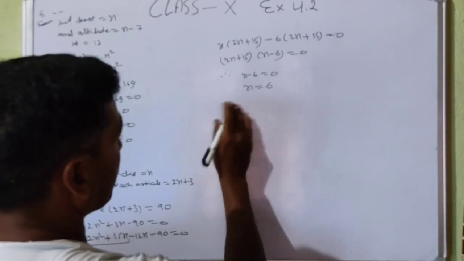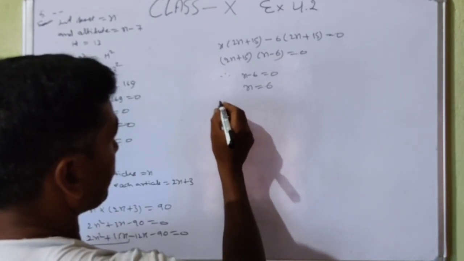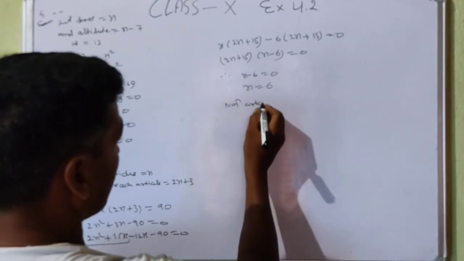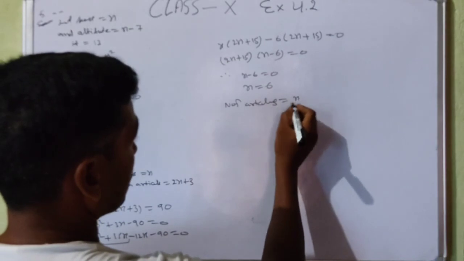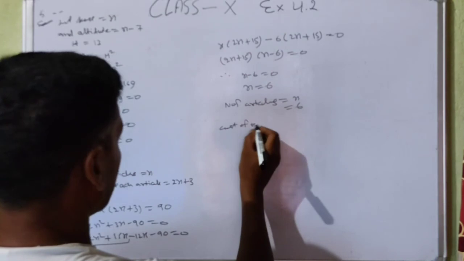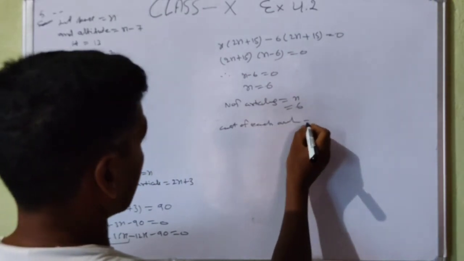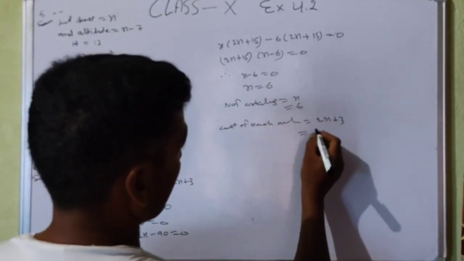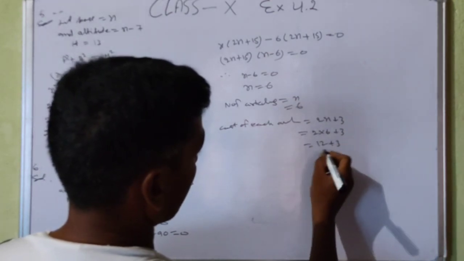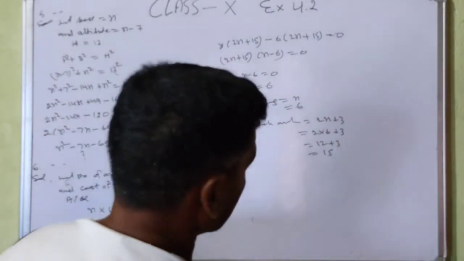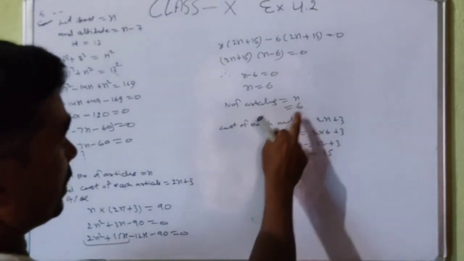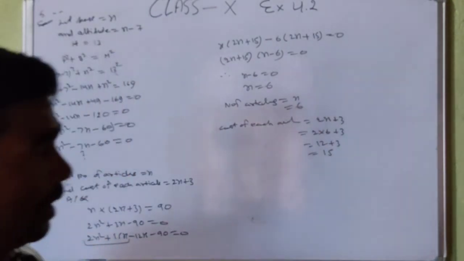So the number of articles is equal to x, which is 6, and the cost of each article is equal to 2x plus 3, then 2 into 6 plus 3, that is 12 plus 3, equal to 15. Or you can check your answer also: 15 times 6 is 90. That will be the answer. Okay.